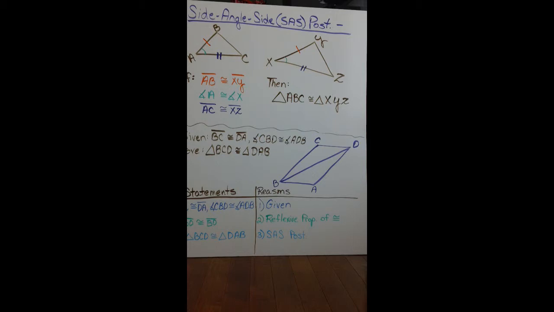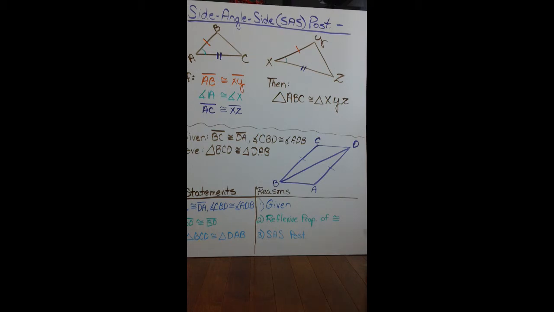Let's look at our example. If we're given that side BC is congruent to side DA, and angle CBD is congruent to angle ADB, then we have to prove that triangle BCD is congruent to triangle DAB. Well, let's mark what we have. Side BC is congruent to side DA.